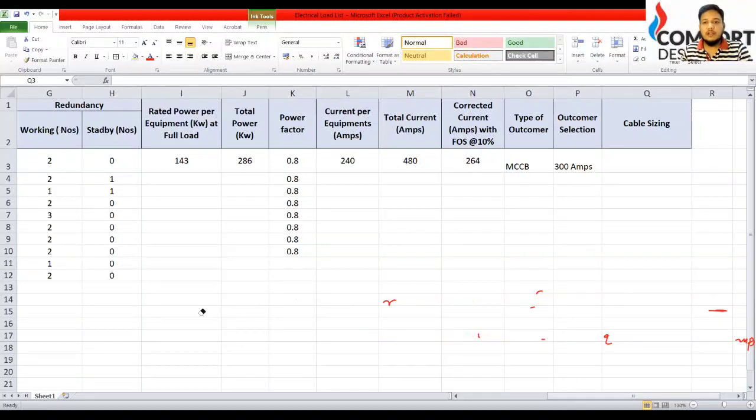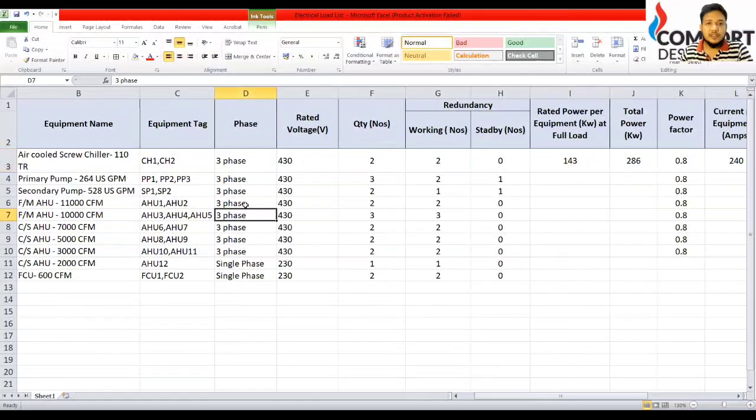So our basic motive today is to just determine this total current. This is the total current, and accordingly we will do it for all the major equipments. Suppose this is for the chiller, similarly we will do it for the pump. I will just try to do it for one.